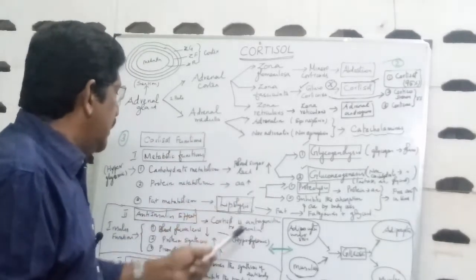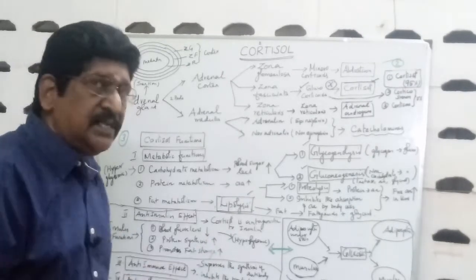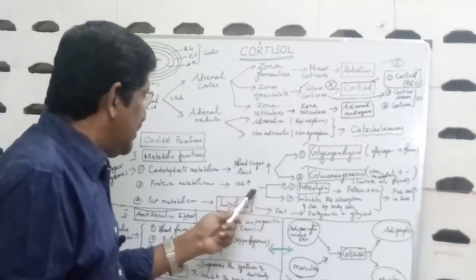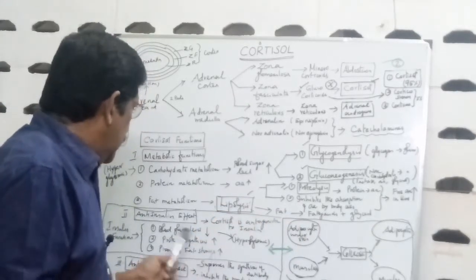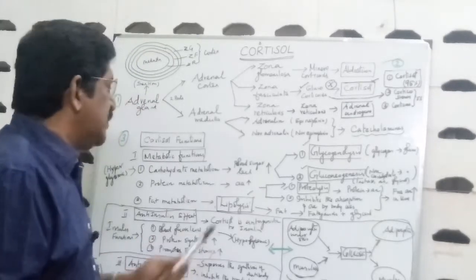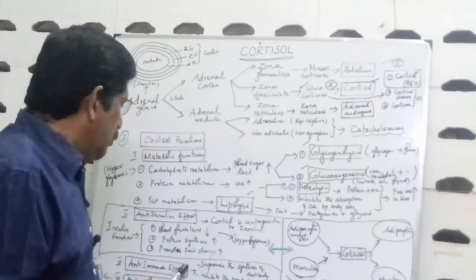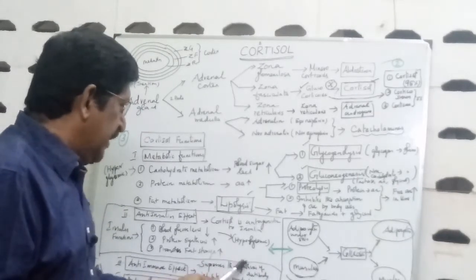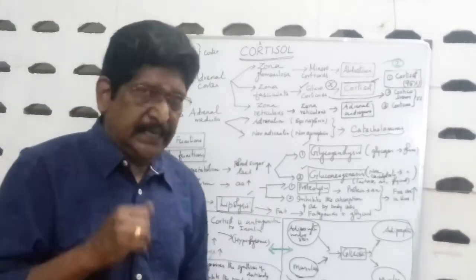Cortisol increases amino acid level, insulin increases protein synthesis. Cortisol increases the fatty acid level, breaks down the fat, whereas insulin increases the fat storage. So these two are antagonistic. And then anti-immune effect, by suppressing the synthesis of antibody, inhibiting the production of the lymphocytes.